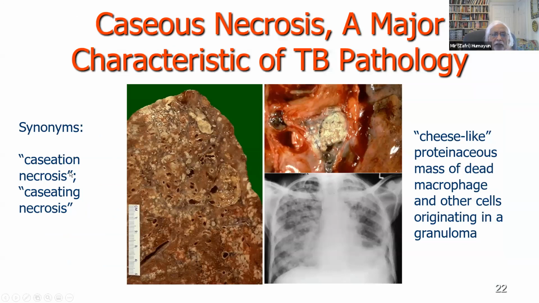Okay. This is a gross pathology view of caseous necrosis, which is a major characteristic of TB pathology. What is shown in this segment of the lung are areas which are, in this case, a very large number, hundreds of caseation foci. Caseation refers to cheese-like masses. Each of these masses is an area of tissue destruction, which is completely filled by dead immune cells as well as dead host cells.